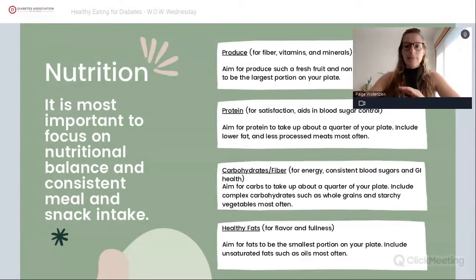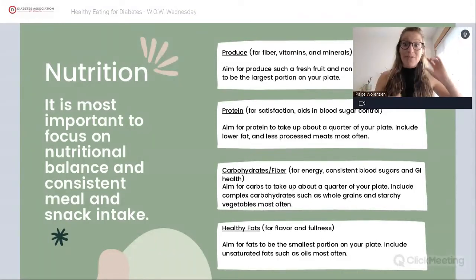We want to aim to have about half of our plate, if we're talking about a meal, consisting of non-starchy vegetables or fruit. Then the next smallest portions are going to be the protein and the carbohydrates. Proteins on our plate can help with blood sugar management. They can also contribute to what we call the satiety factor, or how satisfying a meal is. So we want the protein component to take up about a quarter of our plate. If you want to review these, I really recommend going back and watching that Nutrition 101 class.